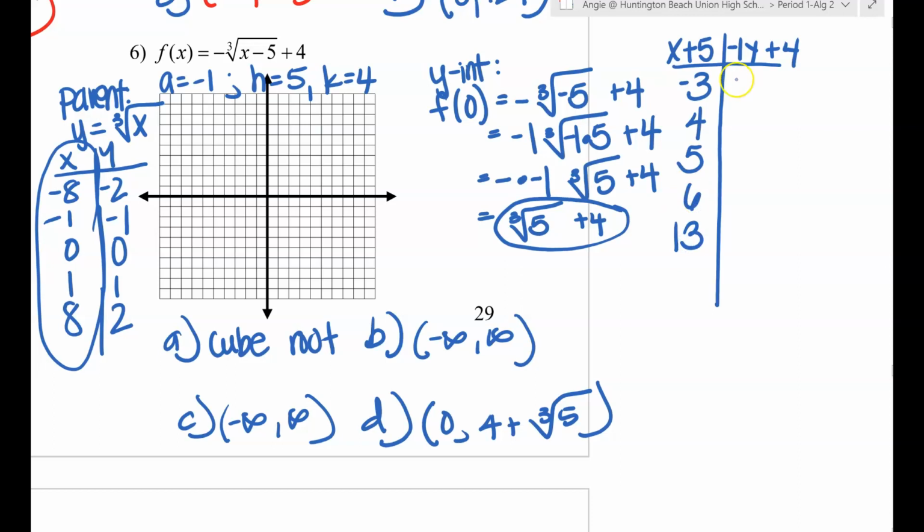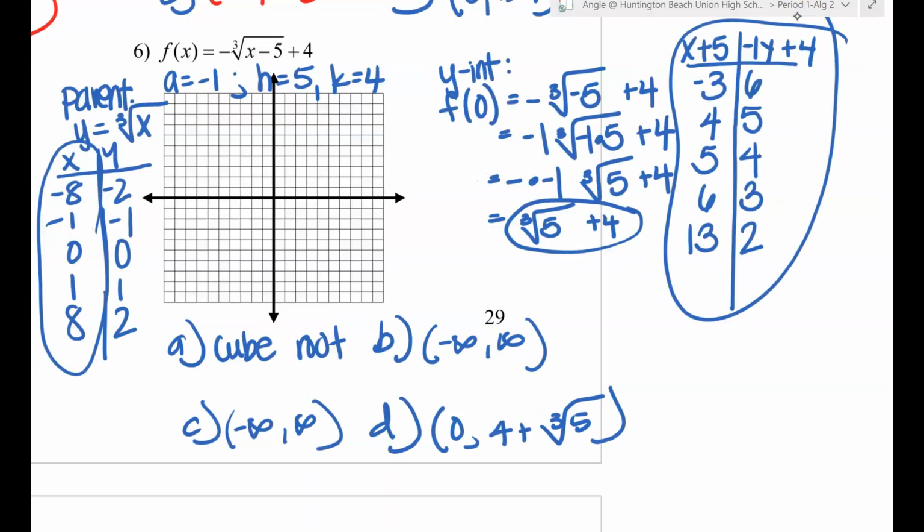-2 times -1 is 2. 2 plus 4 is 6. -1 times -1 is 1. 1 plus 4 is 5. 0 times -1 is 0. Plus 4 is 4. 1 times -1 is -1. Plus 4 is 3. And then the last one is going to be 2. Okay, let's plot the dots.